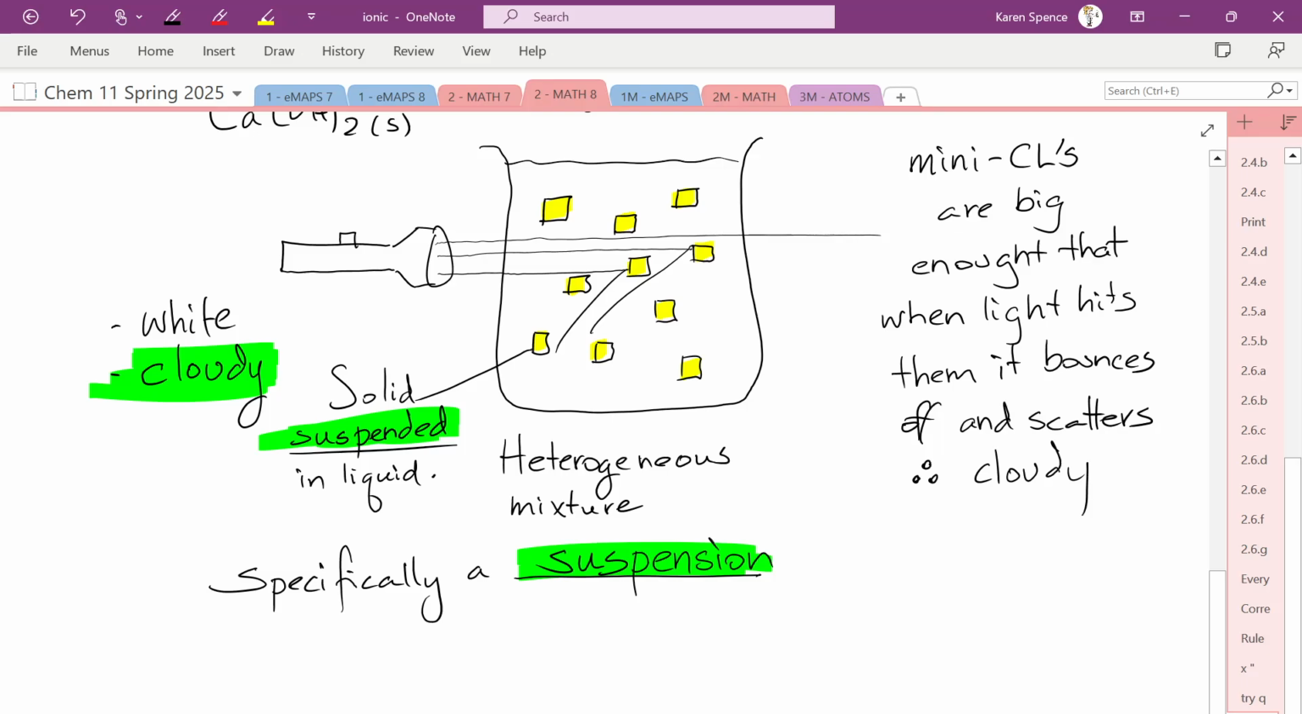And enough doesn't have a T at the end. I don't know what's wrong with me. There we go. Enough? Yes. So are we good with this? Suspension? Now, we stirred it, we heated it. What happened when we stirred and heated it?